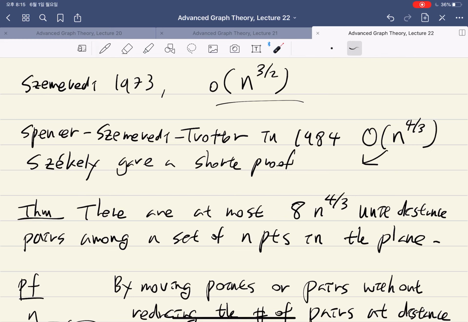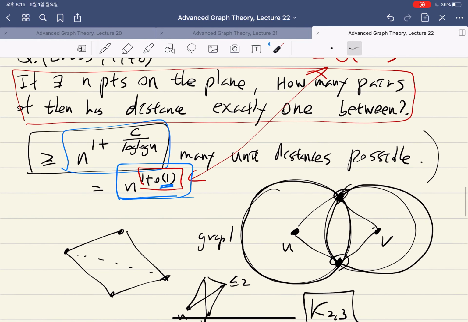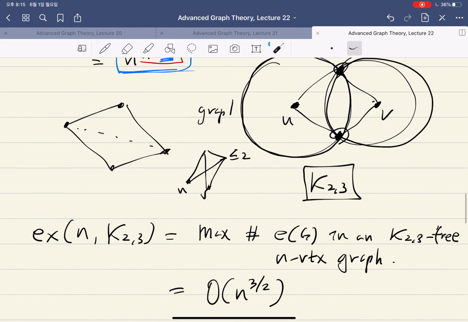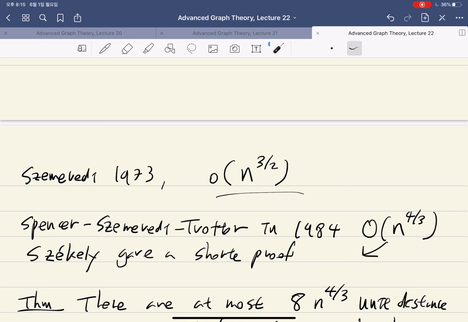So this is one application of the crossing number to combinatorial geometry. Now we move on to the next topic, next section.